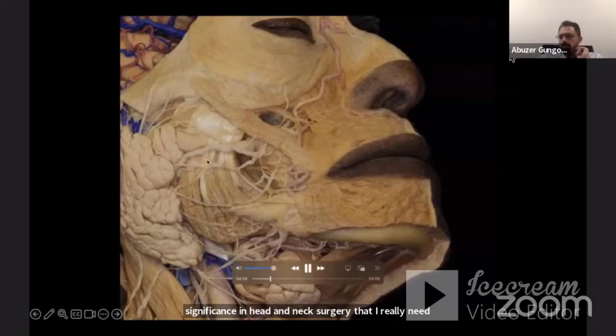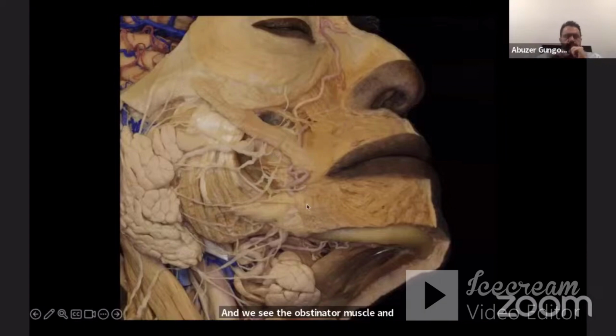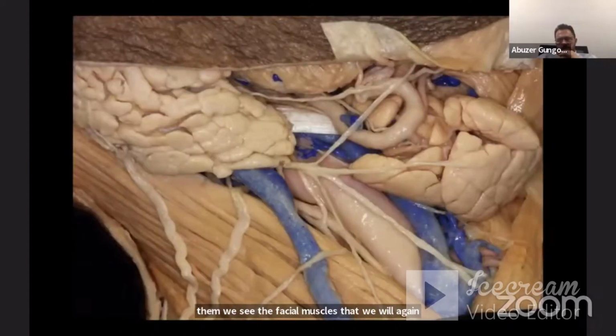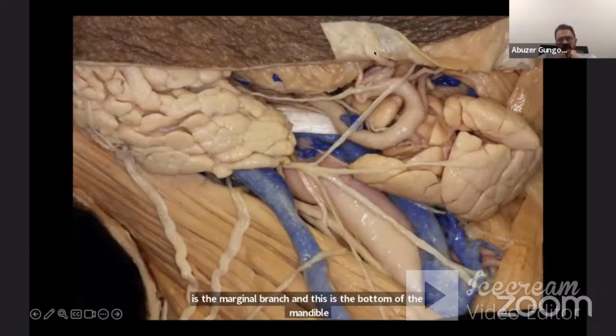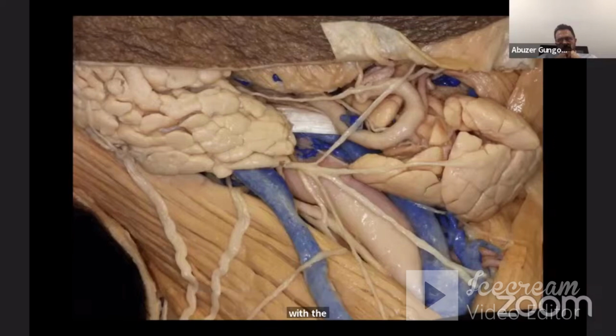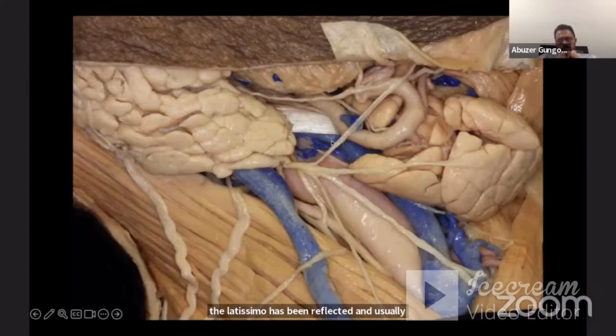Here we see in the deeper layer the masseter muscle and the buccinator muscle, and then superficial to them we see the facial muscles that we will again look at in detail. This is the marginal mandibular branch, and this is the bone of the mandible with the platysma colli that has been reflected. Usually the incision is safer about 2 centimeters below the angle of the mandible to avoid damage of the marginal mandibular branch of the facial nerve.